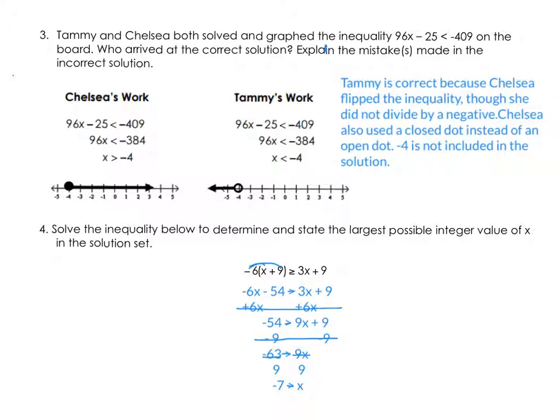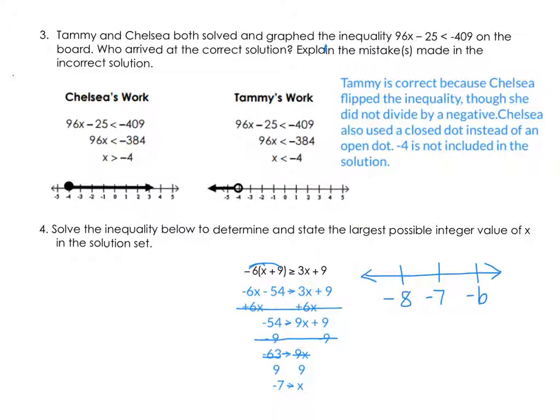So this is my solution. I didn't need to flip the inequality because there was not any division by a negative. So now it says to state the largest possible integer value of x in the solution set. Well, to do this, I think it helps to draw out a number line, even though it doesn't say that we have to graph it. That's just because that'll show me what my solutions are. So in the middle, remember, we always put what our answer was, and then we put one lower and one higher. Well, one lower than negative 7 would be negative 8, and one higher would be negative 6.